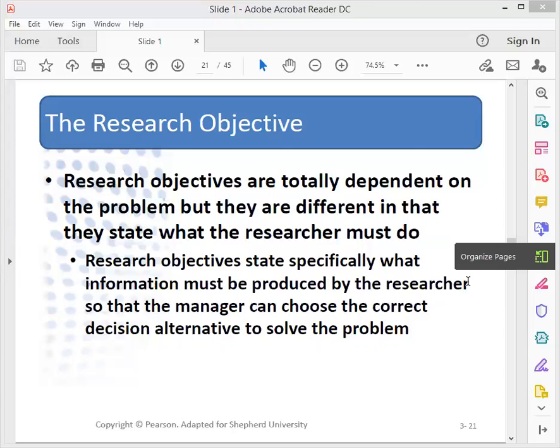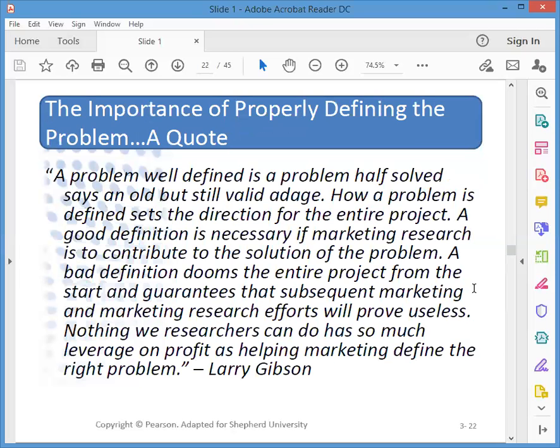So, we have to define the problem correctly because if we don't, then the rest of the marketing research efforts will basically prove useless. So, if we define the problem correctly, then we've halfway solved the problem. A good definition is necessary if marketing research is going to contribute to a solution of the problem. And a bad definition of the problem dooms the entire project.